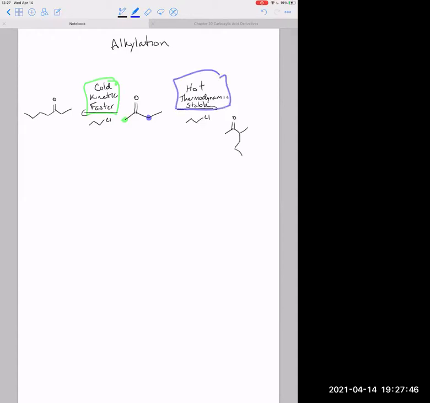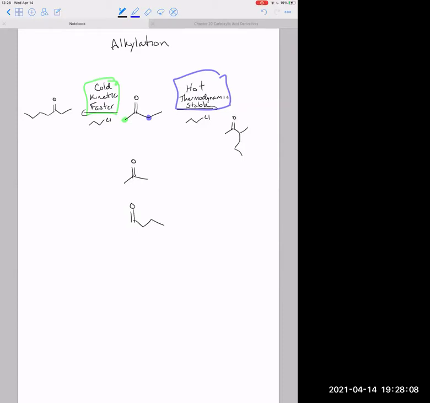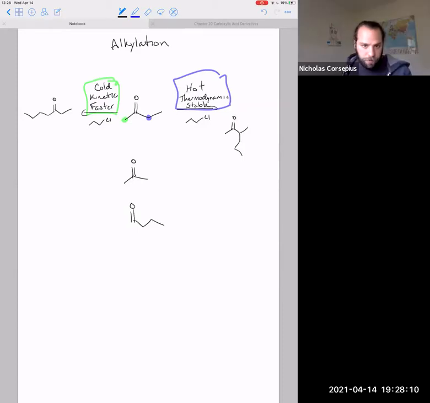So what if they were both the same? Like, what if it was just a ketone, but without the other carbon? So if it's a symmetric molecule, something like that, that's what you mean? Yeah, then you're going to get the same no matter what. Another example would be if it's an aldehyde, well, then you only have one alpha carbon. So that's also going to give you one product.